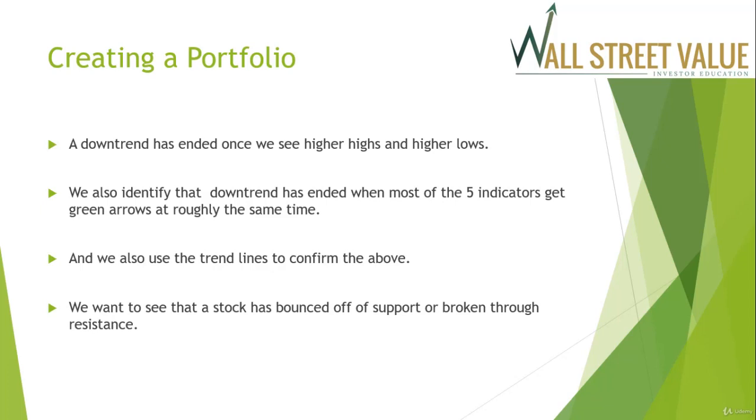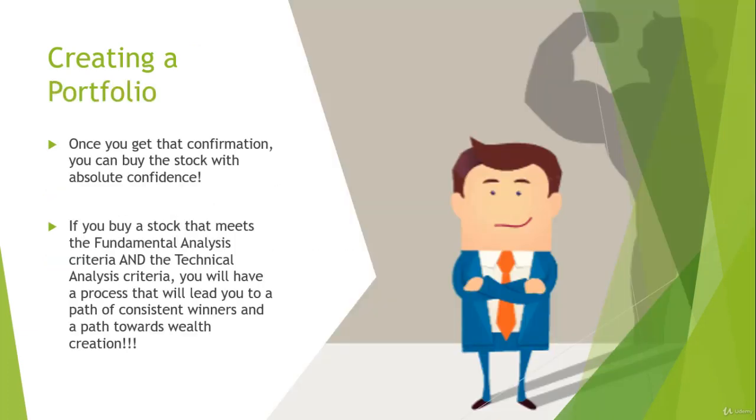We can also use the trend lines to confirm the above, and we want to see that a stock has either bounced off of support or broken through resistance. Once you get that confirmation, you can buy the stock with absolute confidence. You know it's a great company, you know it's at a discount, and the selling has subsided and it's now starting to trend upward. If you buy a stock that meets fundamental analysis and technical analysis criteria, you will have a process that will lead you to a path of consistent winners and a path towards wealth creation.